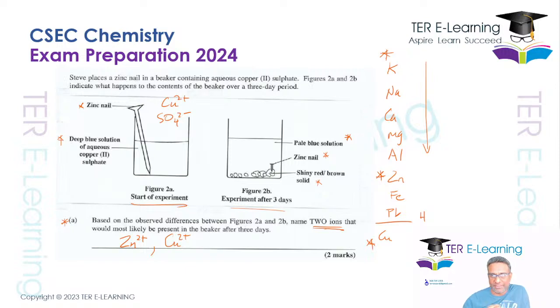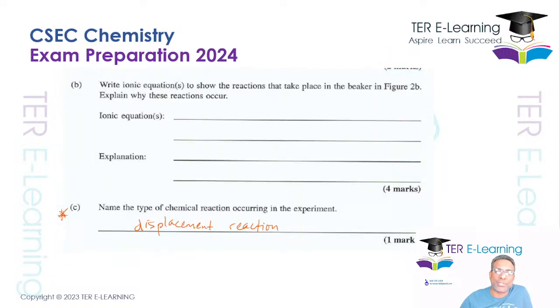So this zinc here is actually more reactive than copper. Therefore, if I take that zinc nail and place it in a solution of copper(II) sulfate, what's going to happen is that the zinc is going to displace that copper, right? So the zinc is going to displace the copper. So they want an ionic equation. Let me just show you a little trick that I normally do.